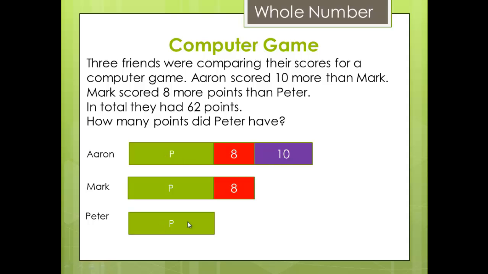So we know that all of these things here have to add up to 62. So 3p plus 8 plus 8 plus 10 is equal to 62. Take the numbers away over there, so that's 36. So Peter must have 12. Again, I think it's a really nice, simple way of representing that information.